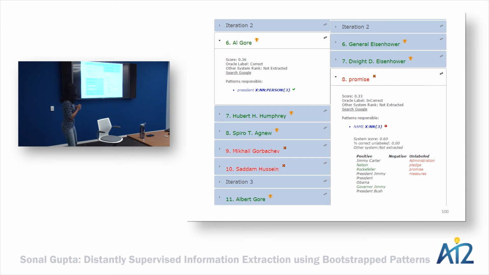Here, I just wanted to give you a peek into the GUI I developed. Initially, it was just for me to do diagnosis of what's happening in the system, where the errors are coming in. But I'll go into each of them. Over here, you can compare two systems.